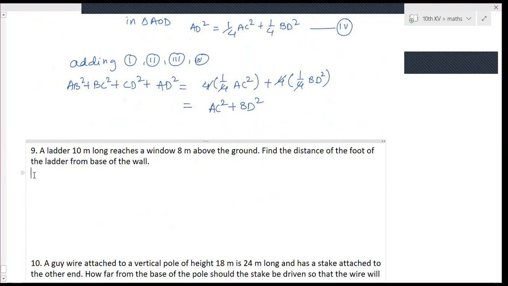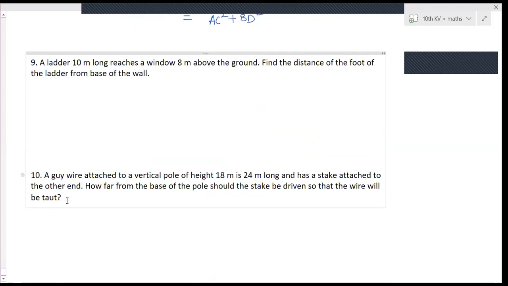A ladder 10 meters long reaches a window 8 meters above the ground. Find the distance of the foot of the ladder from the base of the wall. Can you find out? Without doing it also you can tell me. What's the answer? 6 meters. Yes. You should remember that 6, 8, 10 is a Pythagorean triplet.